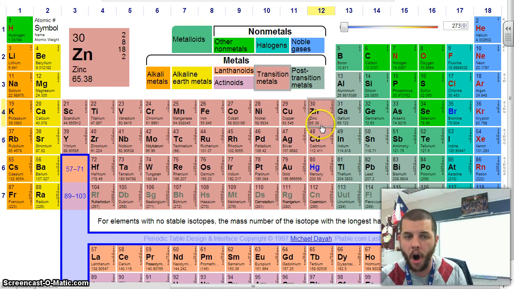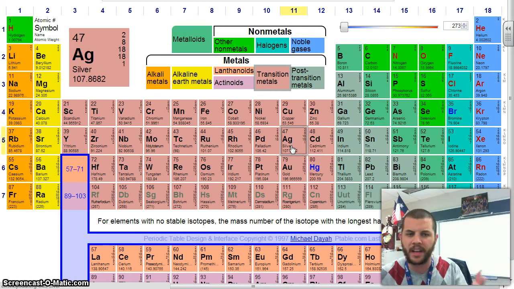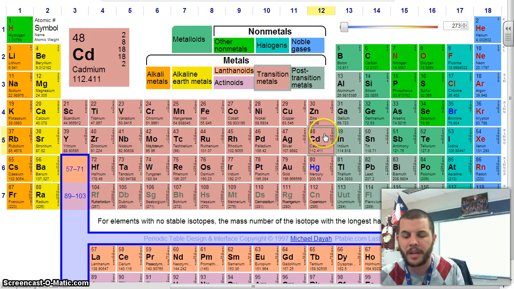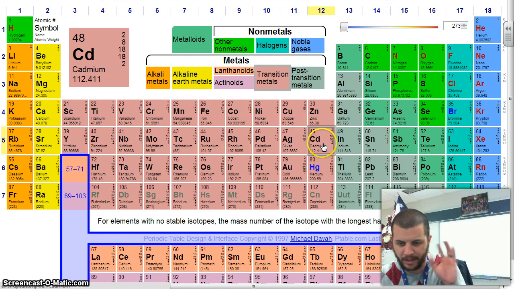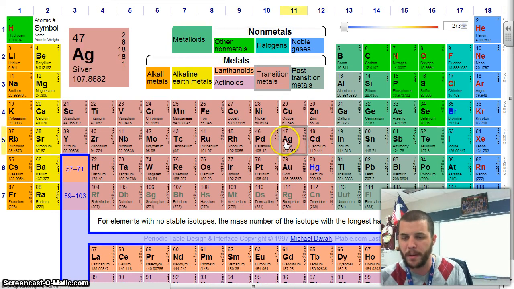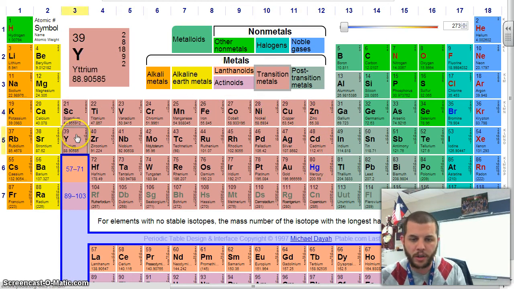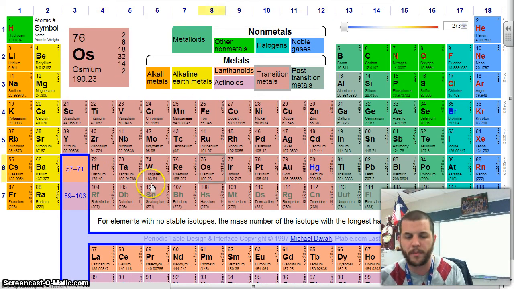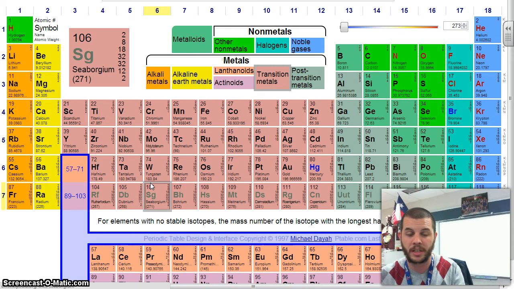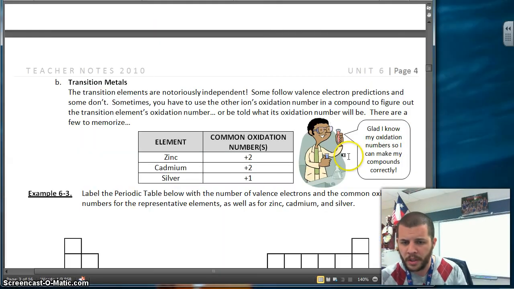Silver has an oxidation number of +1. Zinc and cadmium always have an oxidation number of +2, and it works out because silver's in group 11, +1, and these 2 are in group 12, +2. That's a way that you can kind of remember it with the last digit thing. But don't let that be the only way that you remember it. Silver is +1, zinc and cadmium are +2 always. All of the other transition metals can have multiple oxidation numbers, and so we have to be told what their oxidation number is. So that is what I was talking about right here.